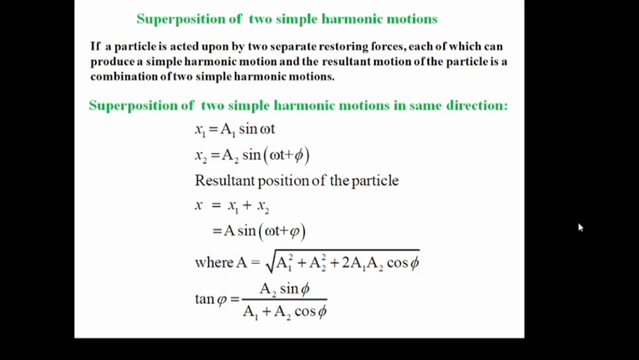You can see this capital A is the total amplitude of the resultant oscillation, and it depends upon the extra phase that x2 has, that is the phi angle. Now in the next slide we will see, depending upon phi, how the resultant amplitude varies. You will see it graphically, in a picture.